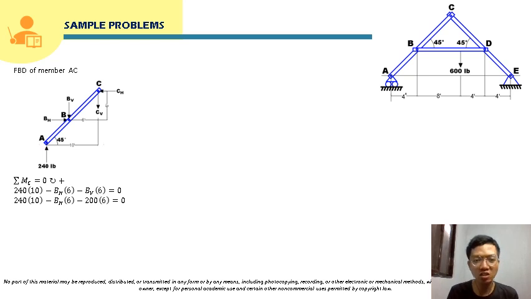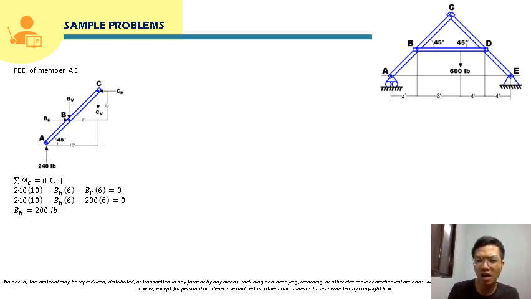So BH will just be 240 times 10. We try to input that in our calculator: 240 times 10 minus 200 times 6. So we transpose BH times 6 now, so that will be positive. So again, 240 times 10 minus 200 times 6, divided by 6. So that will be 200. Okay, so BH will be 200 pound.